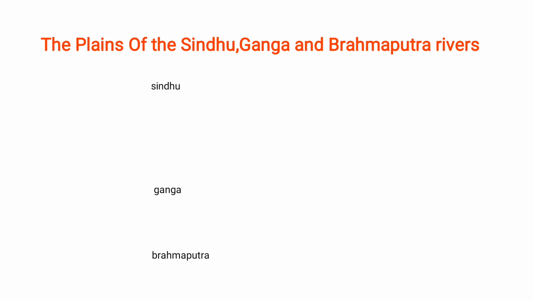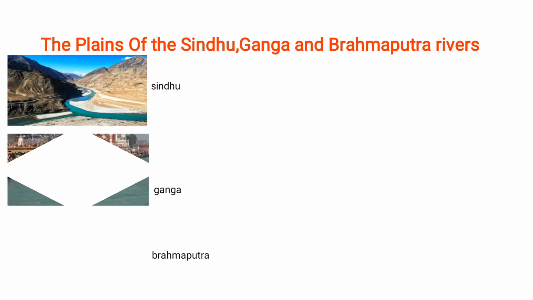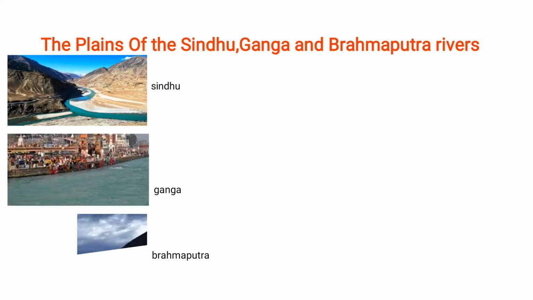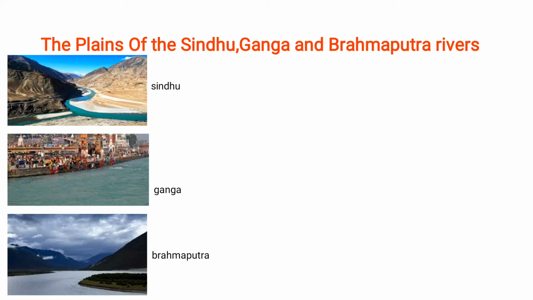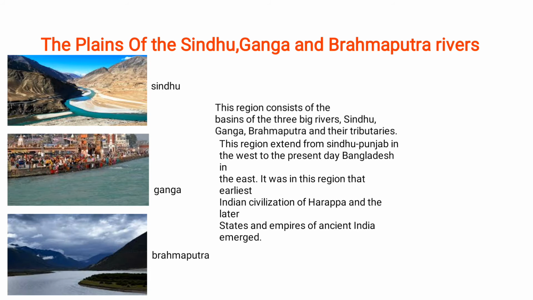The plains of the Sindhu, Ganga and Brahmaputra rivers. You can see this Sindhu river, the Ganga river, the holy river, and the Brahmaputra river. This region consists of the basins of three big rivers, Sindhu, Ganga and Brahmaputra, and their tributaries. This region extends from Sindhu Punjab in the west to present-day Bangladesh in the east. It was in this region that the earliest Indian civilization of Harappa and the later states and empires of ancient India emerged.